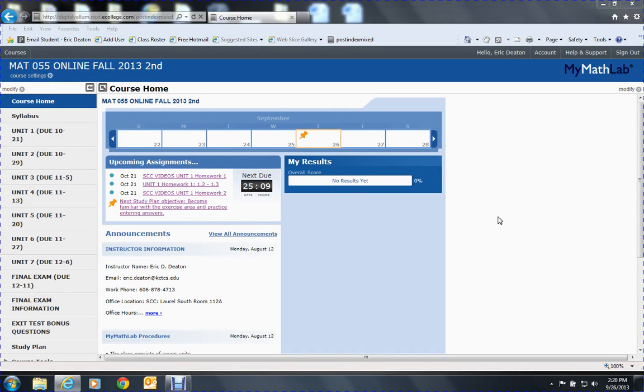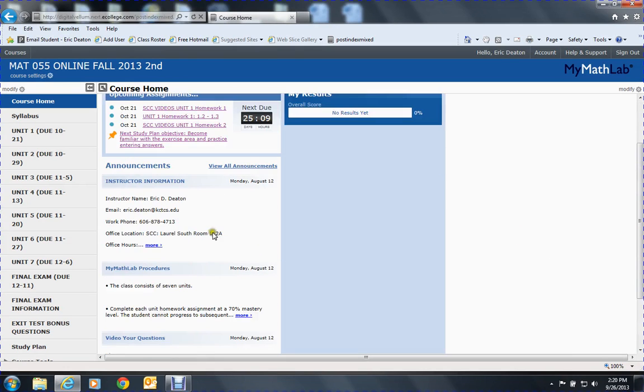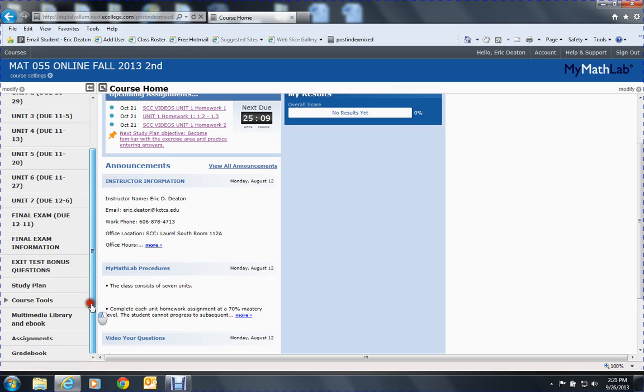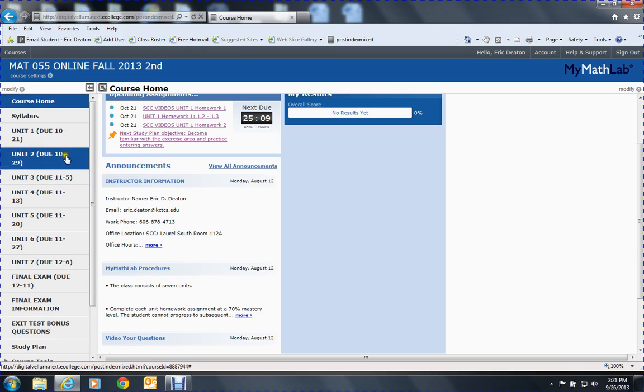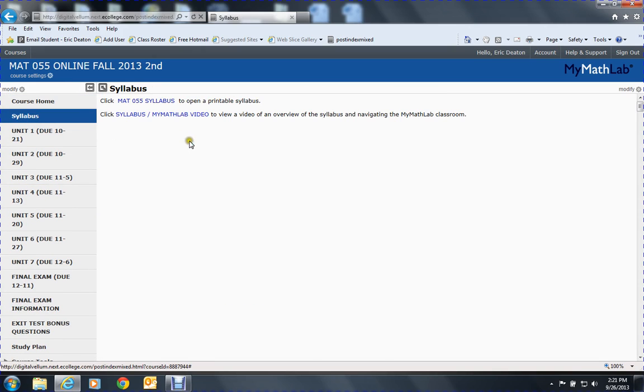Let's look at your My Math Lab classroom. First thing you'll notice are some announcements. I do post announcements quite often, so make sure you read those. If you need to, you can click on View All Announcements to read all the announcements that I do post. We will talk about all of these tabs later on. For right now, we're going to start the syllabus.